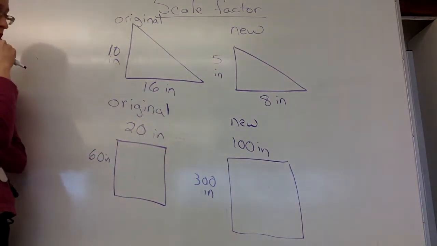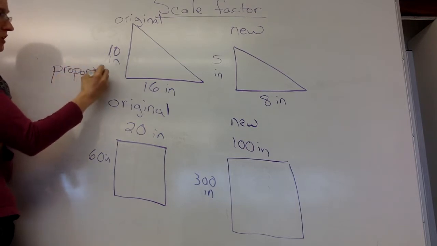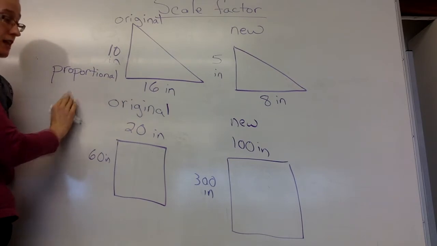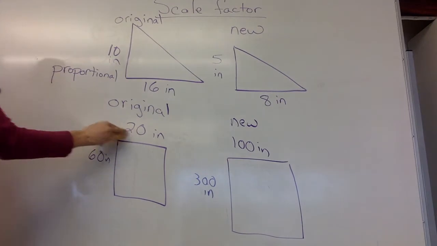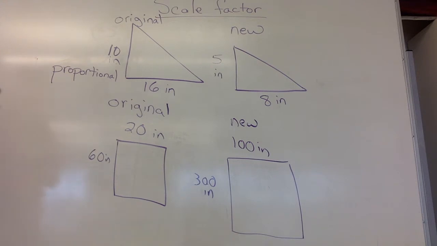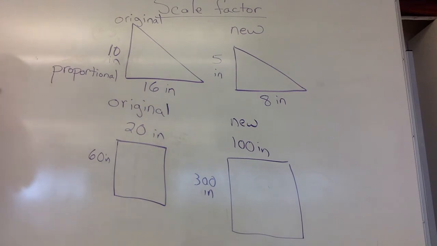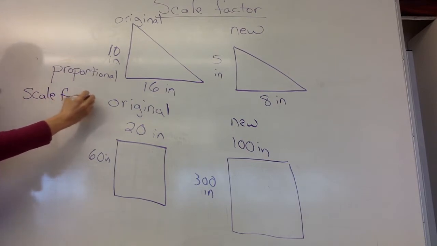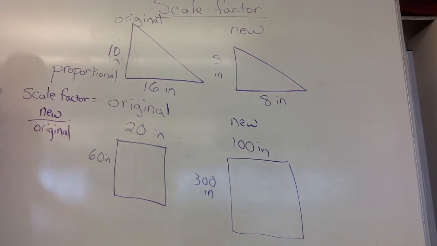So we've talked about before the fact that if we keep something proportional, it means we increase corresponding sides by the same amount. So I'm increasing 60 by some number to get 300. I'm increasing 20 inches by some number to get 100 inches. And the scale factor tells us what I am increasing or decreasing this by. So when we talk about scale factor, we use this. The scale factor is equal to the new over the original.